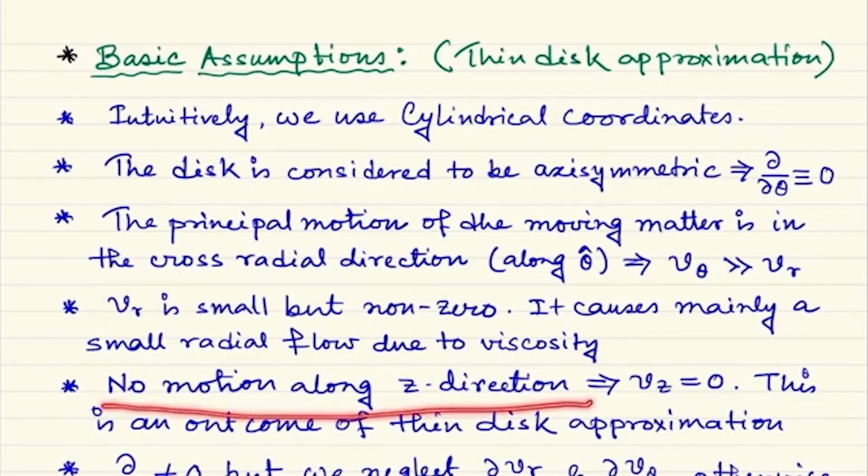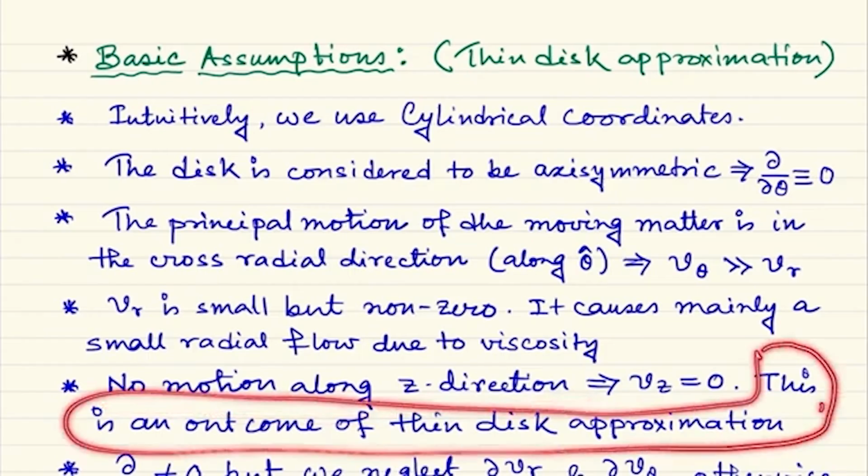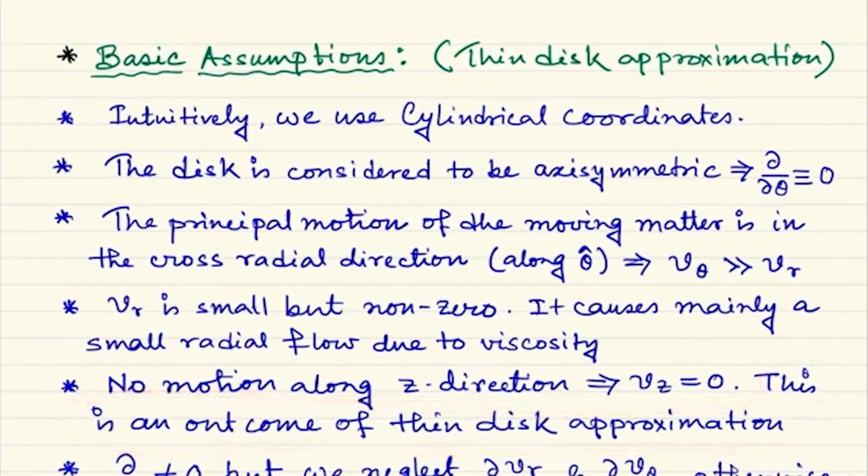That is an immediate outcome of the thin disk approximation. If the disk is very thin, then along the z direction no considerable motion should be expected. So a reasonable approximation is that Vz is equal to 0. V theta is the biggest one, Vr is a smaller one, both of them are non-zero, but Vz is 0.